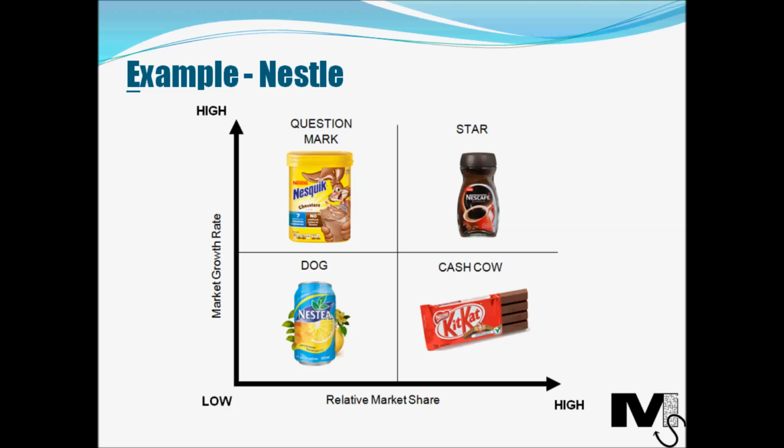Now, Kit Kat, an obvious cash cow. It's always been a cash cow. It's got a very high market share, but obviously the market growth in that particular category would be slightly low, I would say. A bit questionable, but this is where I see them for now. Nestea iced tea. Well, we've all come across this brand, but not sure how many of us have actually used it. It's certainly a dog. It's got a relatively low market share, and it's got a low market growth rate.